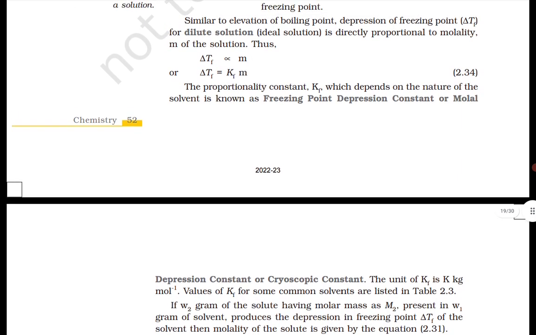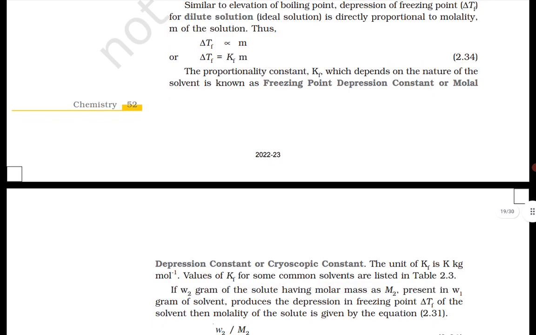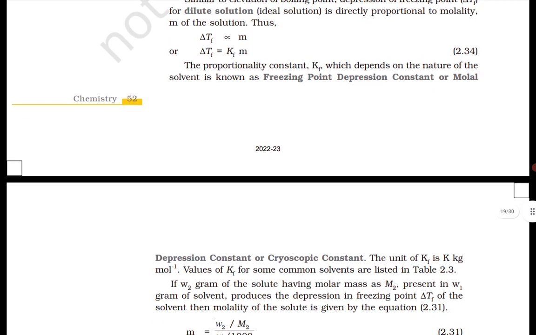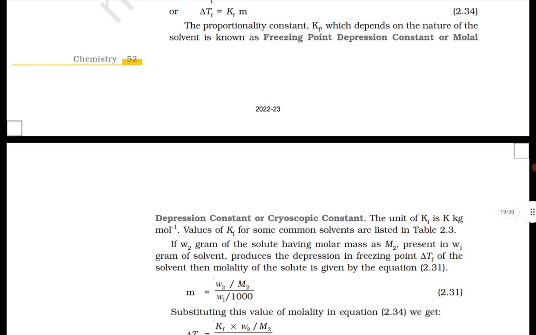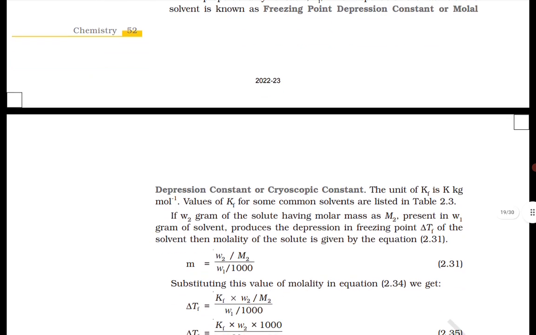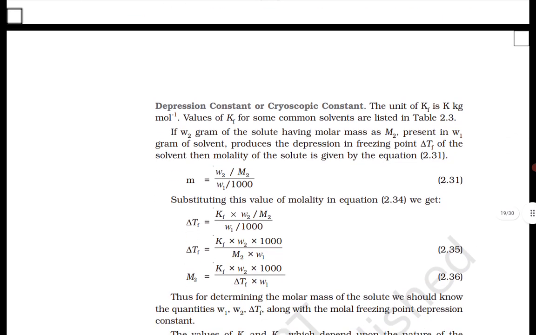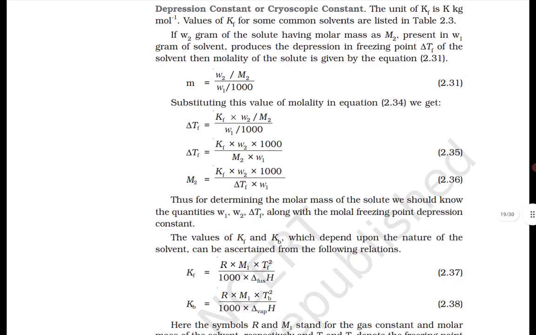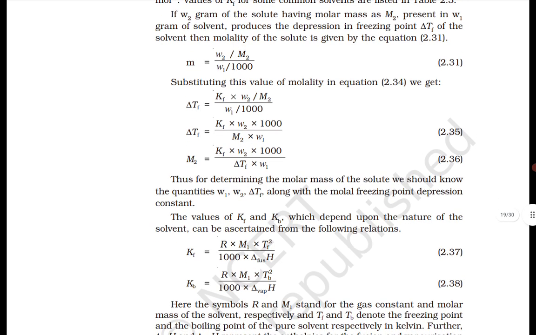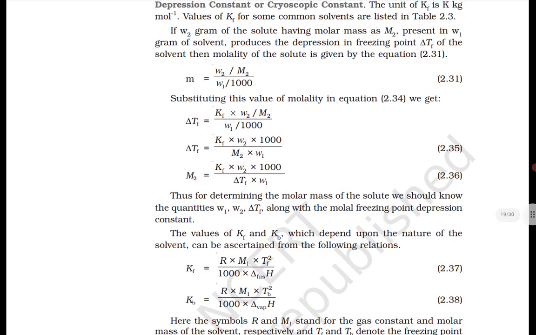Similar to the elevation of the boiling point, depression of the freezing point del Tf for a dilute solution, ideal solution, is directly proportional to the molality m in the solution. Thus, del Tf is directly proportional to m, or del Tf equals Kf m, equation 2.34. The proportionality constant Kf, which depends on the nature of the solvent, is known as freezing point depression constant or molar depression constant or cryoscopic constant. The unit of Kf is K kg per mole. Values of Kf for some common solvents are listed in table 2.3.